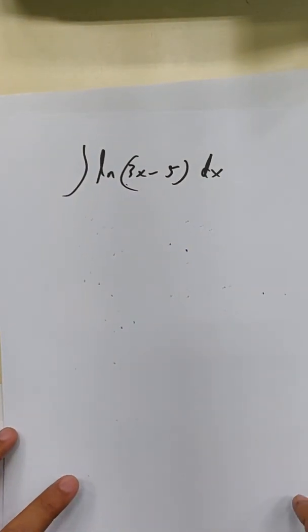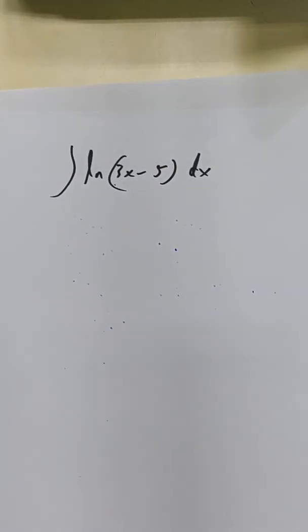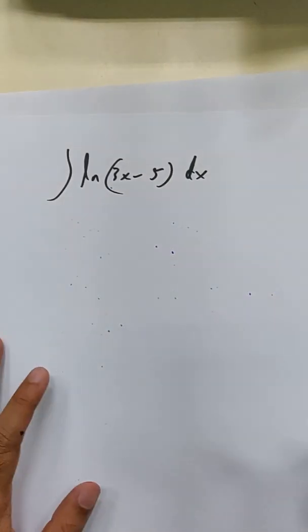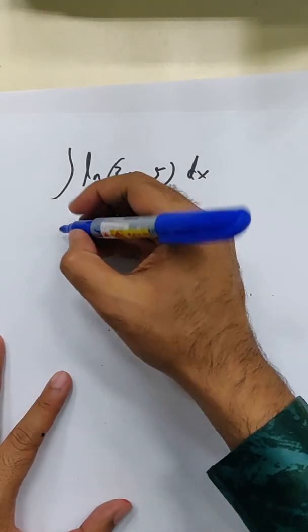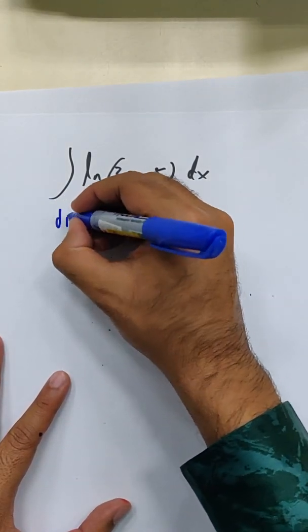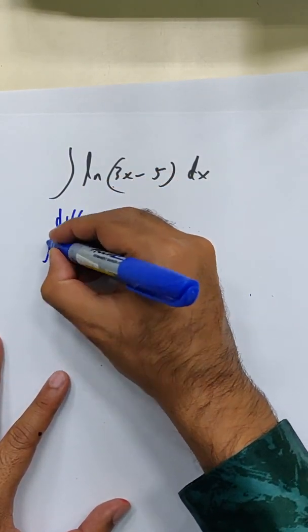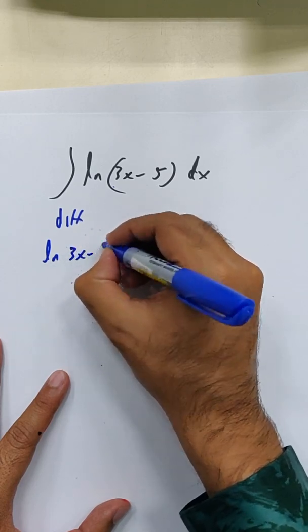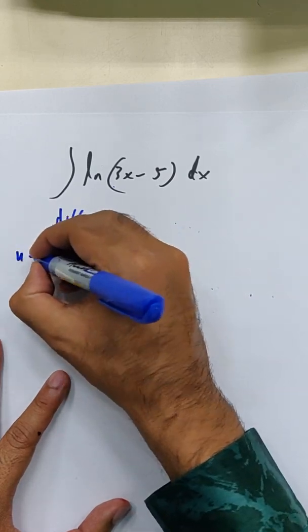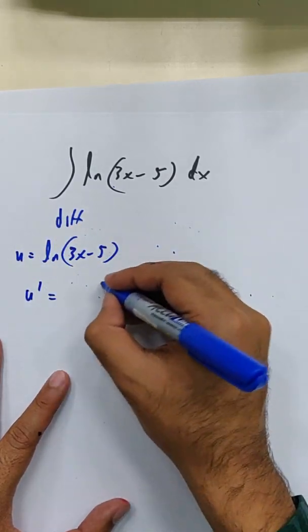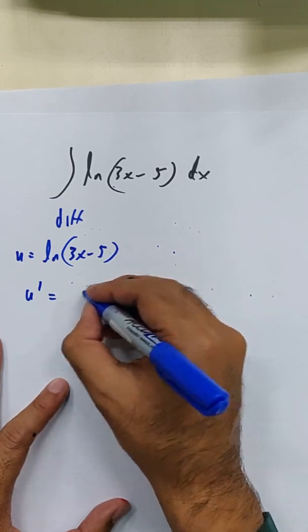Okay, viewers, you might want to try this question first by yourself. I'm going to show the answer straight away because I'm running out of time. Okay, so this one, which one do you differentiate? ln(3x minus 5). We're about to run out of time, so I'm going to be a bit quick here.